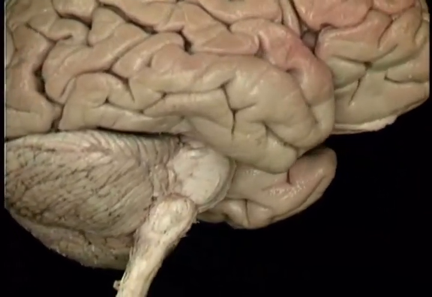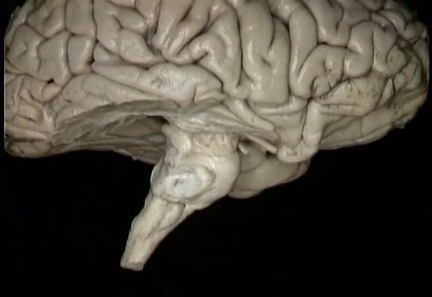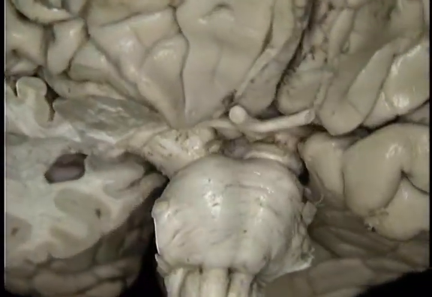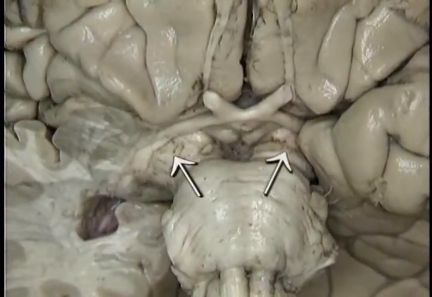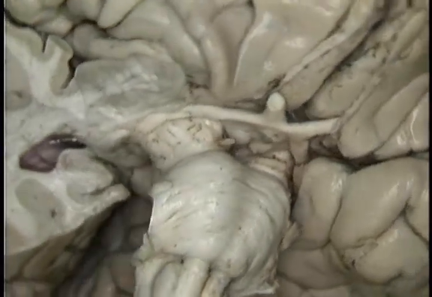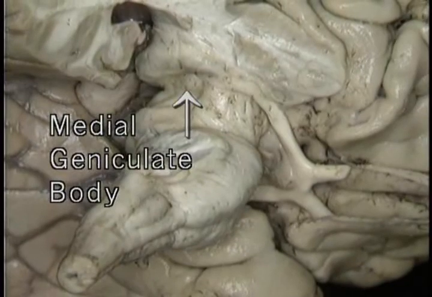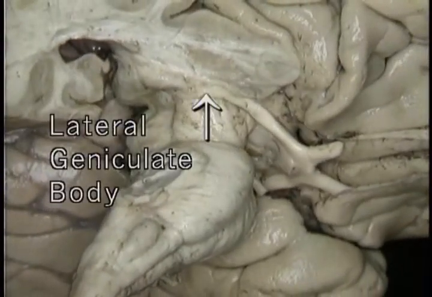To see the cerebral peduncles better, we'll look at a brain in which the temporal lobe and the cerebellum have been removed. Here are the cerebral peduncles again. Here on the outside of the cerebral peduncle are the medial geniculate body and the lateral geniculate body.